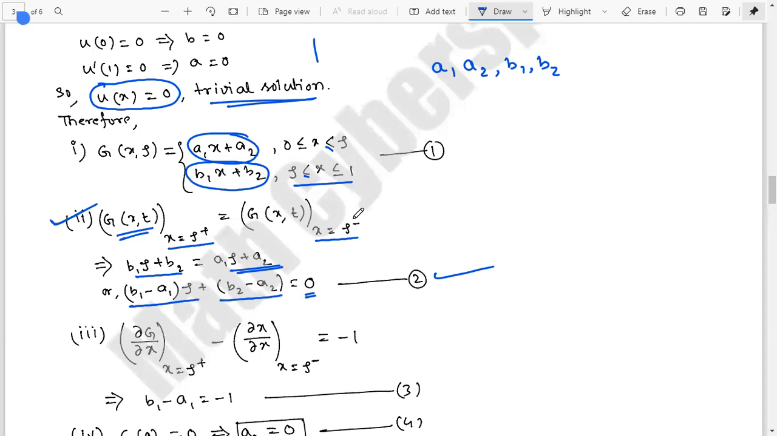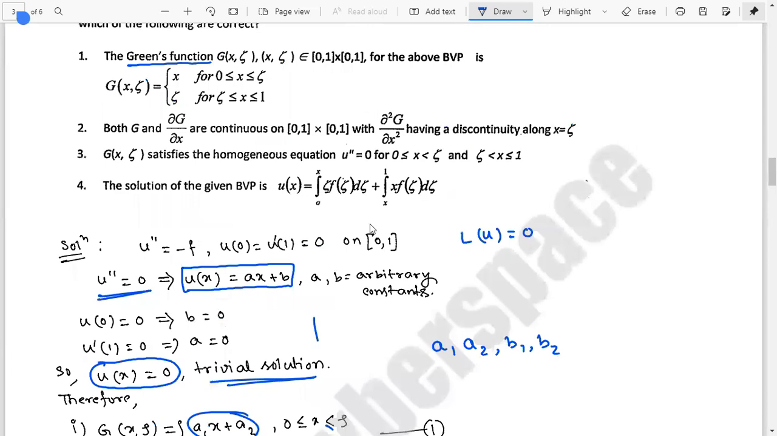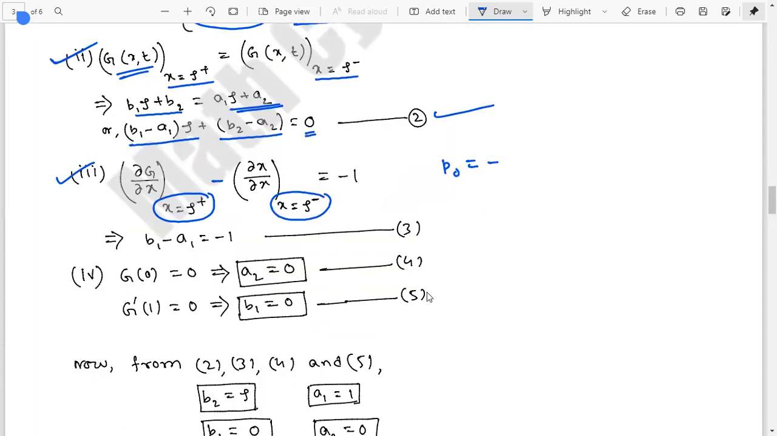The third property of Green's function is ∂G/∂x at x equals ζ plus minus ∂G/∂x at x equals ζ minus equals minus 1. Why minus 1? Because here p0 equals the coefficient of the double derivative term. Here you can see u double dash, the coefficient of u double dash is 1. That's why this will be minus 1.